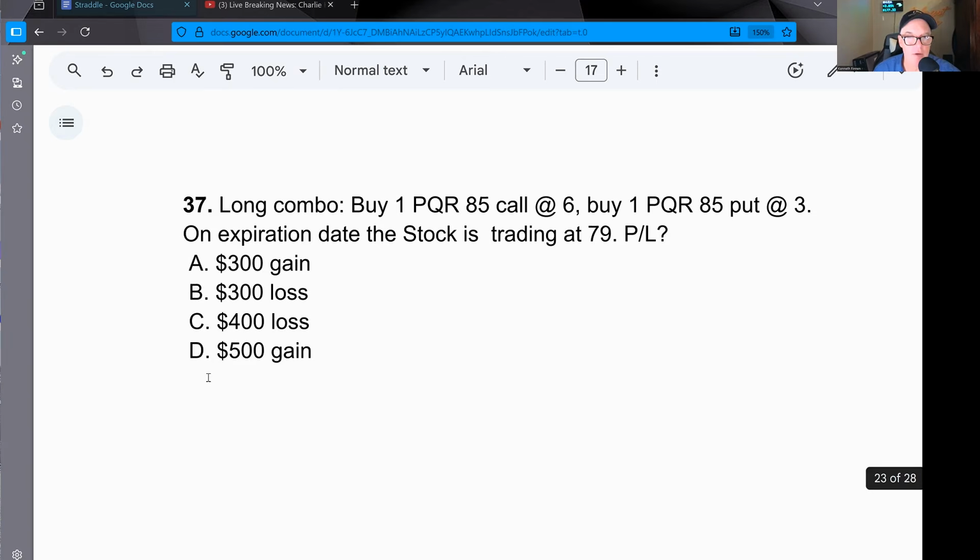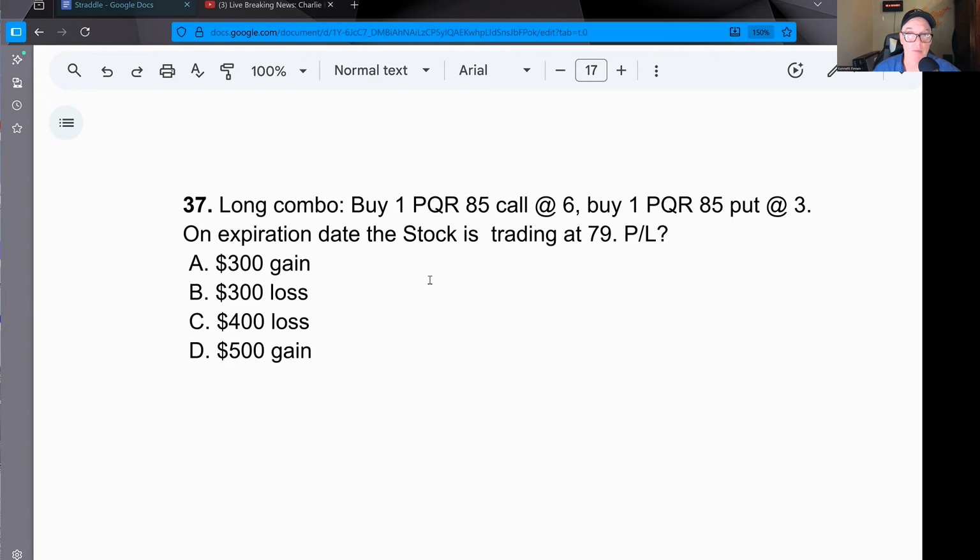Okay, here you go. Do it yourself. Number 37. Press pause. Okay, so my upper break even is, what is it, people? 85 plus 9, right? But I don't care about that one. I care about the lower one because it went down. So I'm going to do 85 minus 9, which is 76. And it's a long straddle. I want it outside the range.